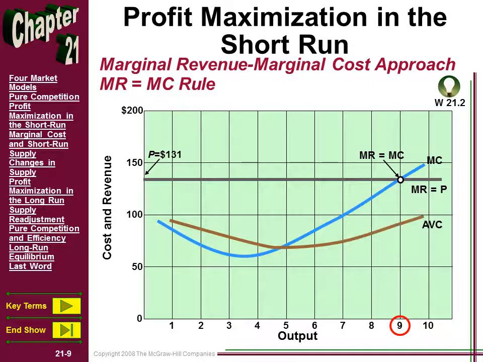Well, here's more information: the average variable cost curve, AVC. We notice that at 9 units of output, price, 131, exceeds average variable cost. So if price is greater than average variable cost at Q star, at 9 units of output, this firm should produce. Right, this firm should produce.